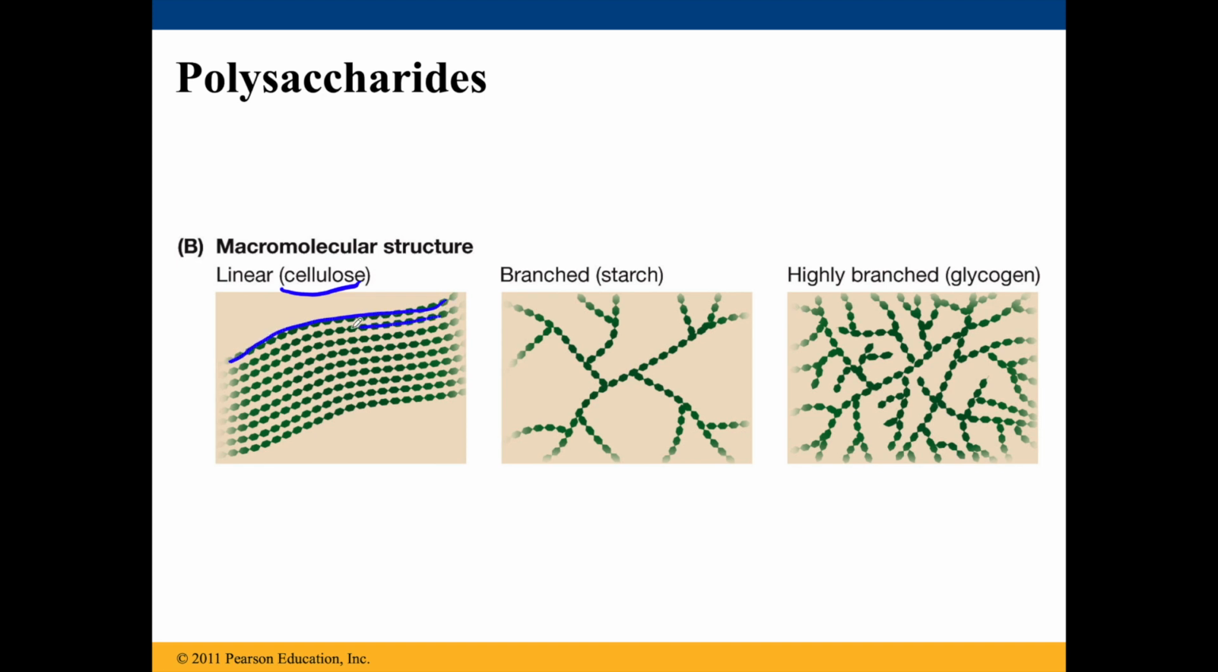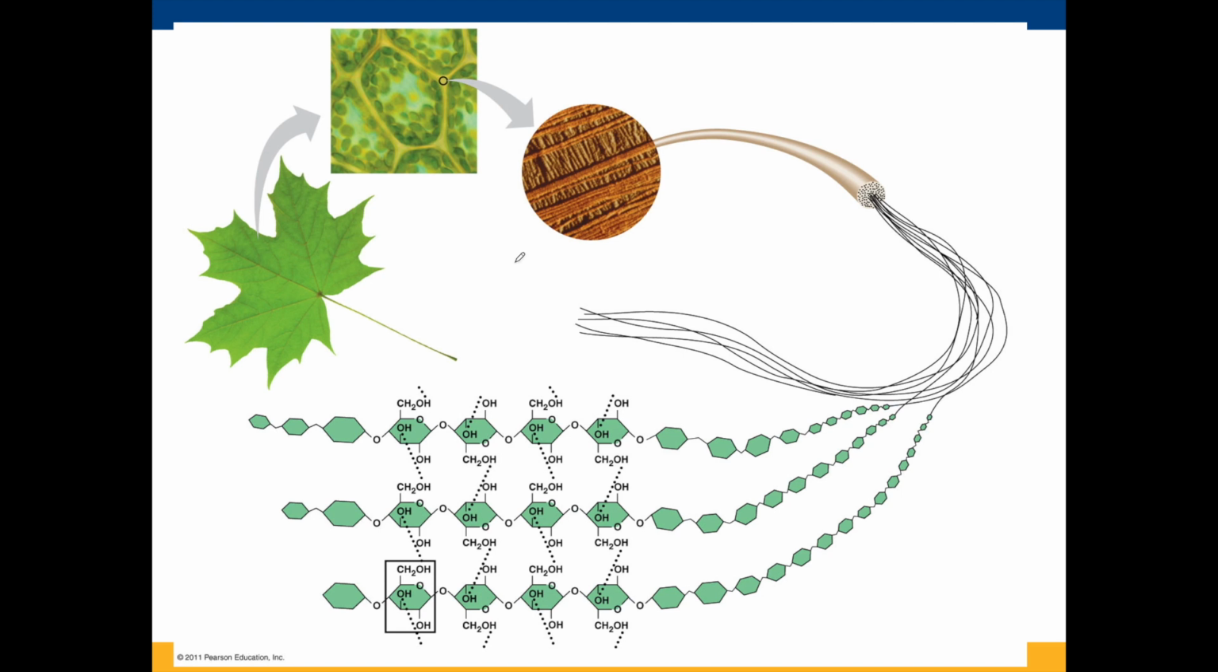Now, when you get long straight chains, you can pack them very tightly together, like you see here. When they're packed very tightly together, it forms a stiff, rigid structure. And plants use that as a building material. For example, let's say you take a leaf of a plant and put it underneath a microscope. In this case, this is what you're going to see. Kind of what's inside this yellow highlighted region, that'd be one plant cell.